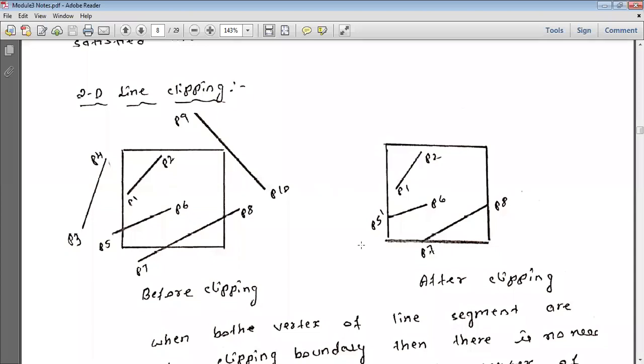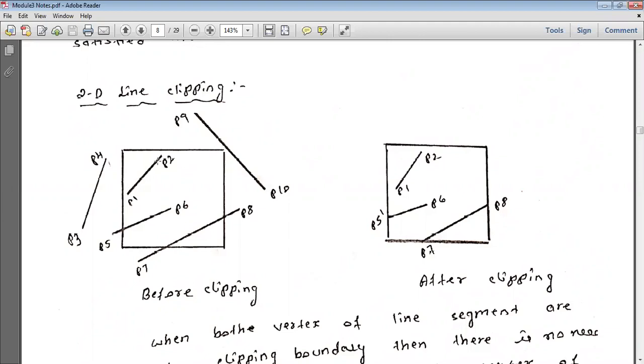Coming to the third type of line, where I can see these two, where a part of the line is outside the clipping window, and a part of the line is inside the clipping window. This is the important scenario that we will be discussing in the clipping algorithm.